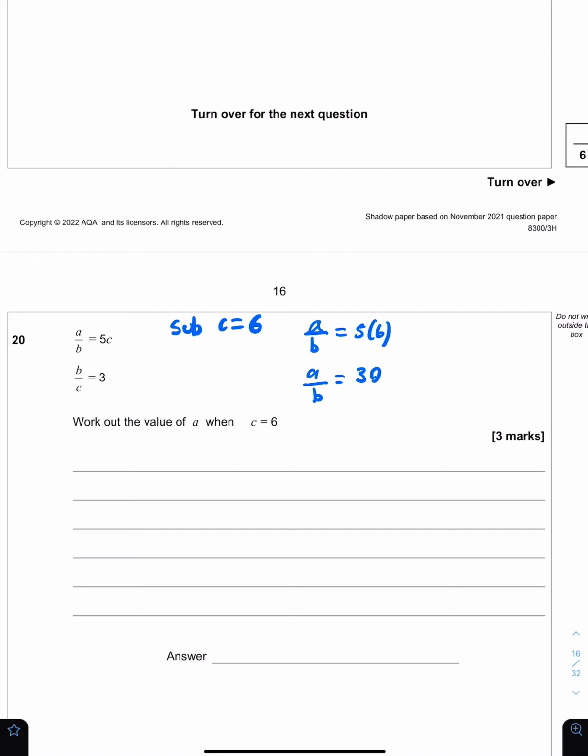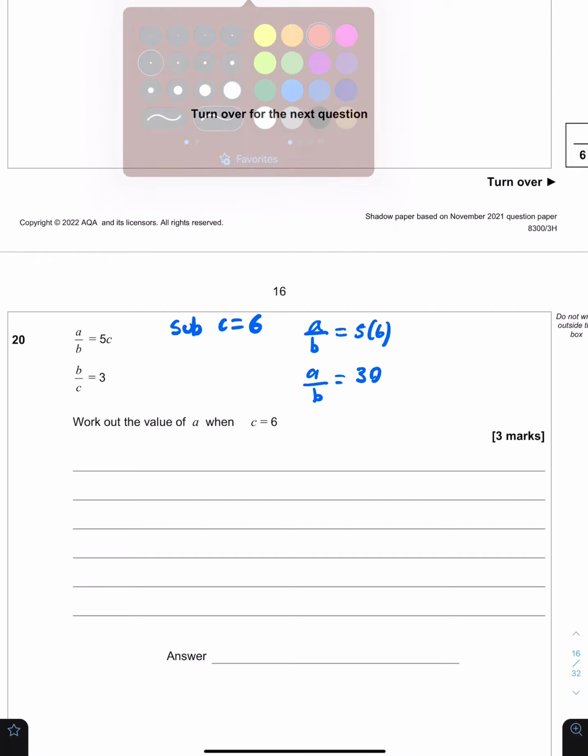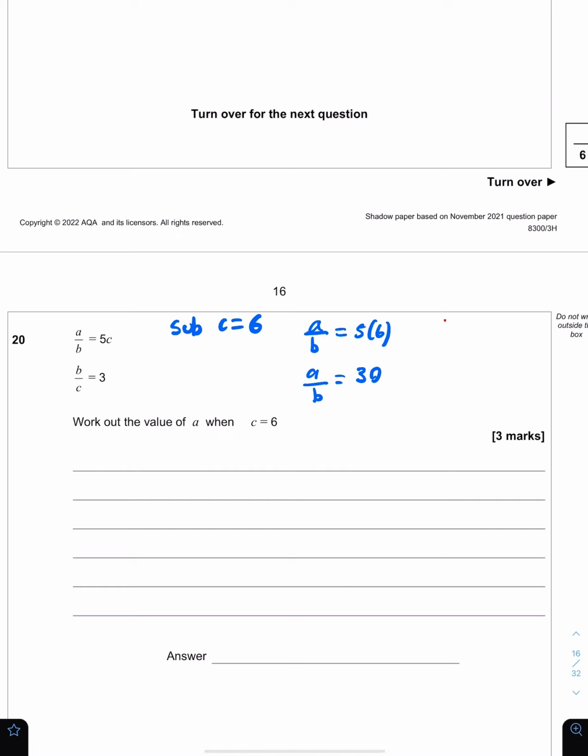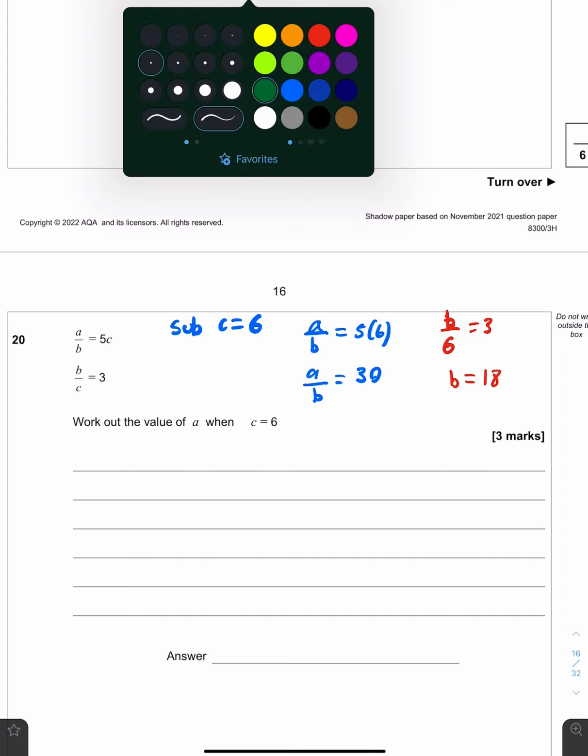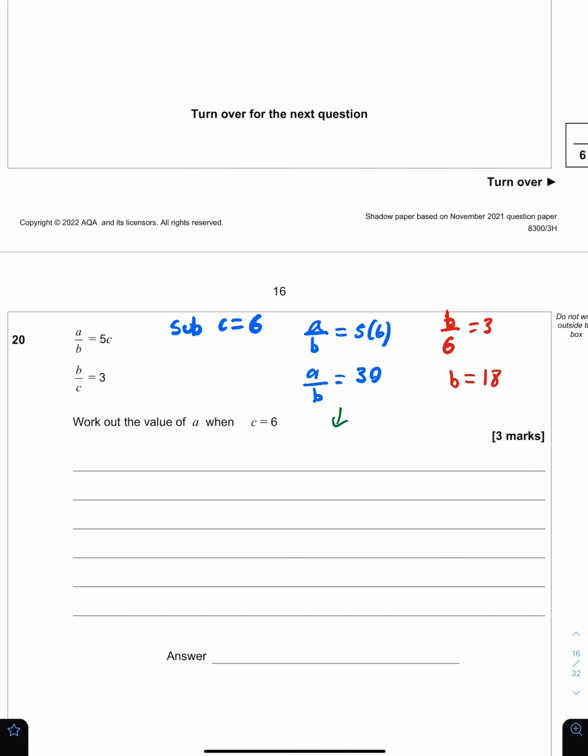Then, in the other equation, if we substitute, I'm just going to change the color. We have b over c, which is 6. So that's b over 6, just trying to make the b and the 6 look different, is equal to 3. So in actual fact, we can solve here that b is equal to 3 times 6, which is 18. Pretty cool. Now we know b is 18. So if I put it back into this first equation that we had, instead of writing a over b, I can now write a over 18. And that's equal to 30.